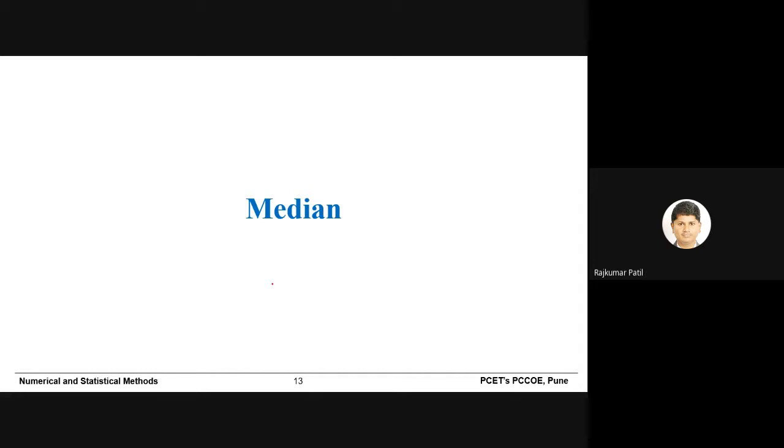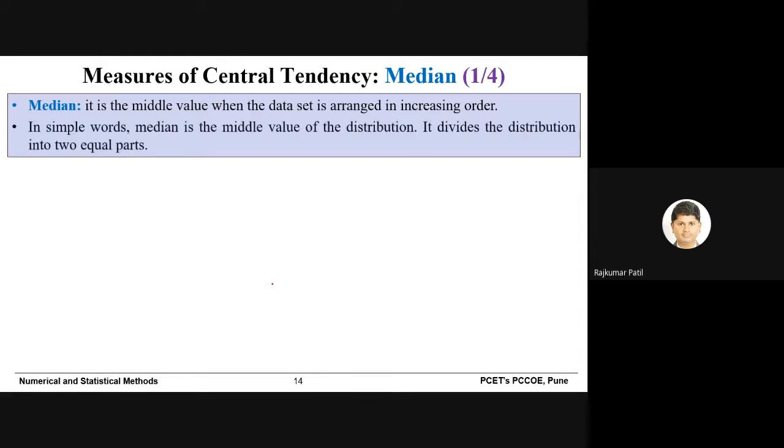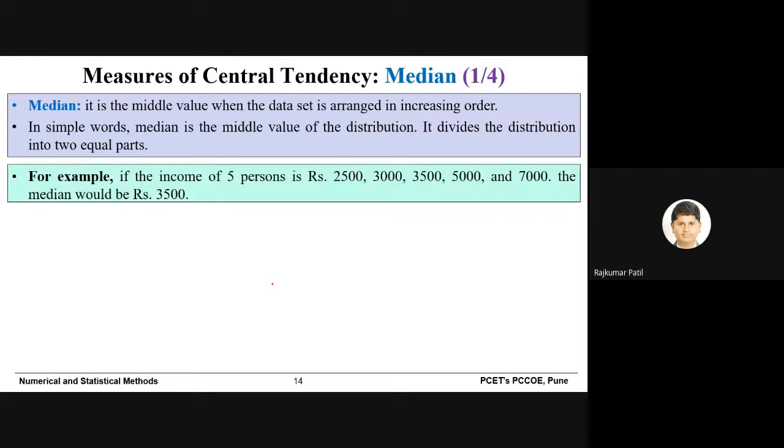Now we will go to median. So you can see the definition of median. So median is the middle value when the data set is arranged in ascending order. So mathematics point of view, it is very simple. That is, median is the middle value of the distribution. It divides the distribution into two equal parts. So let's take one example.